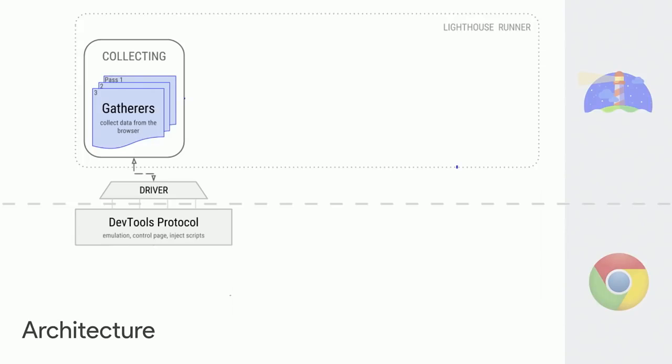So gatherers interface with Chrome through this little kind of shim that we created called the driver. And that talks to DevTools protocol. So we're built on the stack of giants. Everything below us is just DevTools and Chrome. The DevTools protocol is pretty amazing. You can basically do anything you want in Chrome through the DevTools protocol, which means that Lighthouse can do anything you need it to do.